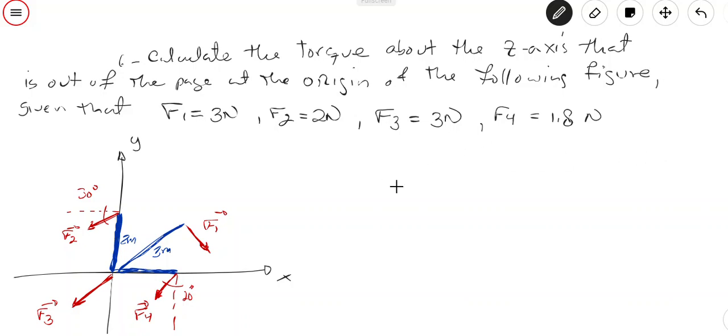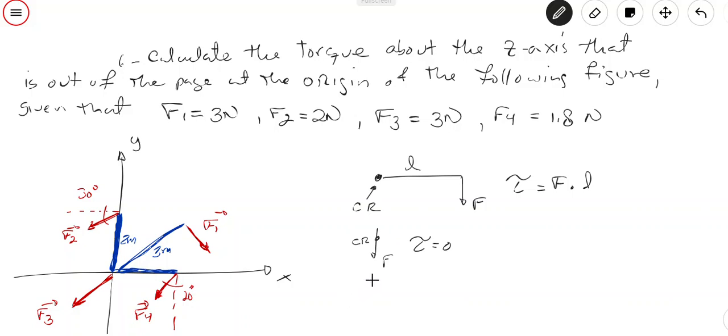So what we know is that if we have here a bar, and there is here a center of rotation, and there is a force here that is perpendicular to this bar, and this bar has length L, the torque will be the product of the force times L. So we need a distance L from the center of rotation to the force to have a torque, right? When we have a force passing through the center of rotation, in that case, the torque will be zero, right? So this is something we have to keep in mind.